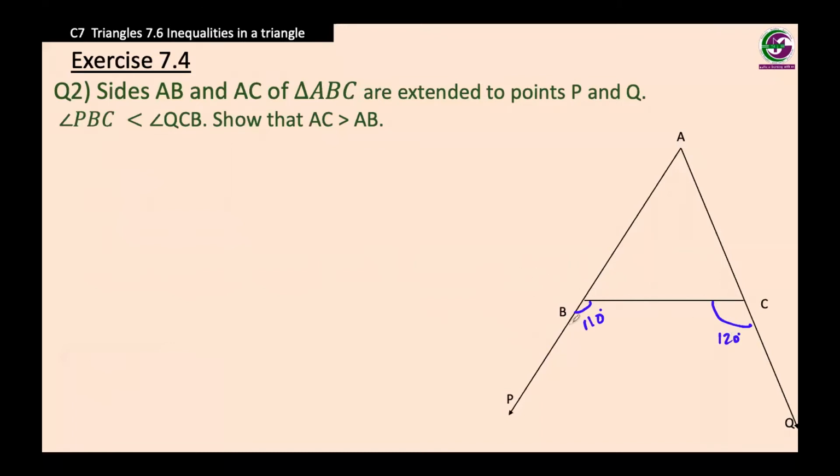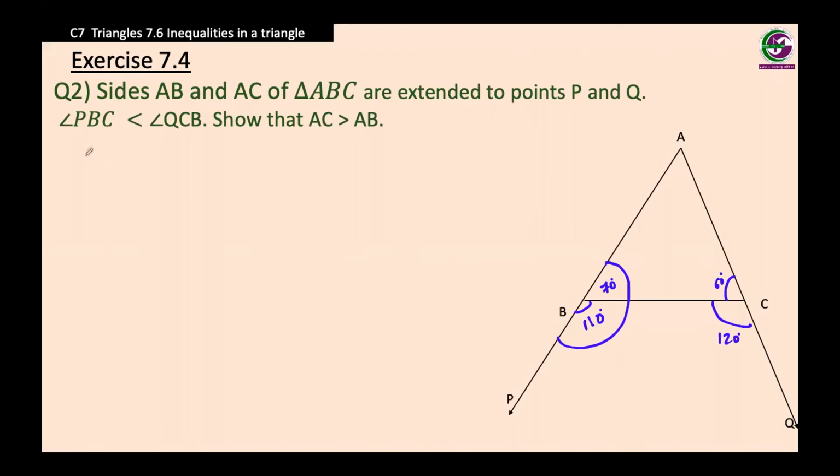At the point B, it's forming a straight line, so this should be 70 degrees. At the point C also it's forming a straight line, so this angle should be 60. So what can you understand from this? At a point, if one side is smaller, then the other side will be larger.